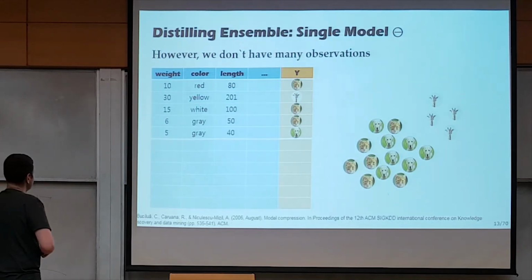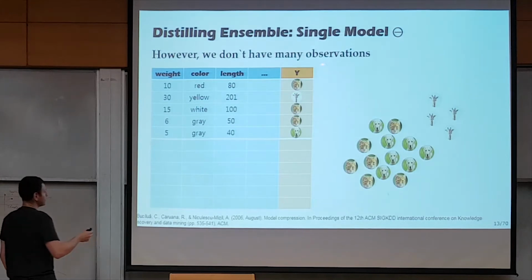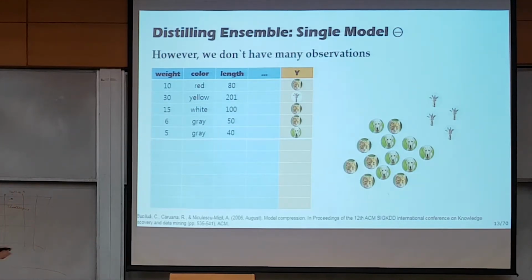So we don't have many observations. Here we have some observations: a cat, a giraffe, and a dog. These are the parameters: weight, color, length.